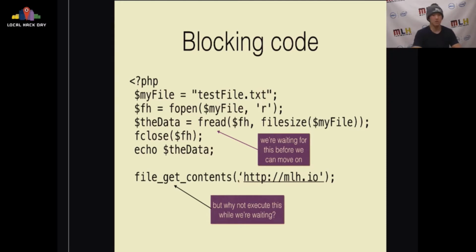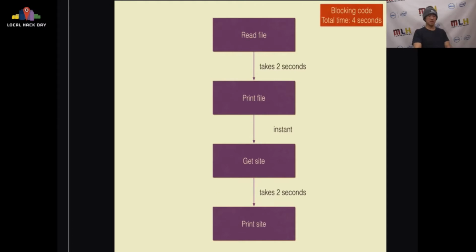So why are we waiting for reading in the file if we can just get the site at the same time? So this is where JavaScript comes into play. Essentially what we're doing here is reading the file, that takes 2 seconds, and then printing the file. And then instantly we go to getting the site and taking another 2 seconds to print the site. And in theory, this blocking code would take about 4 seconds.